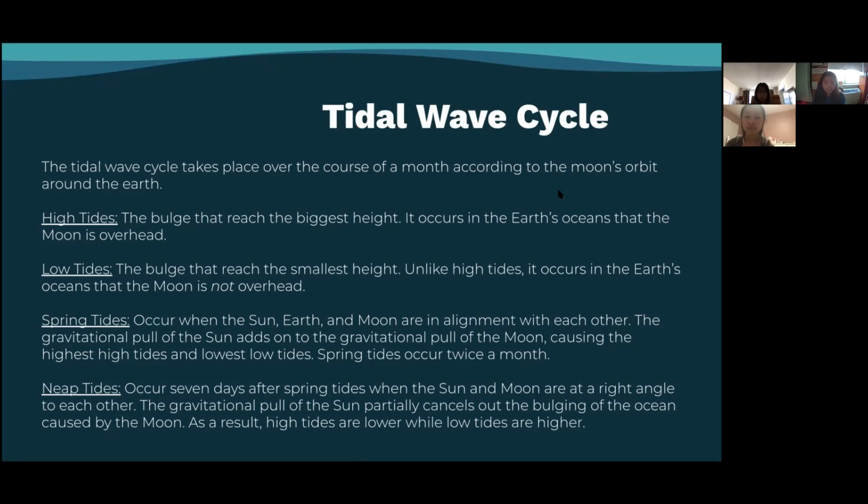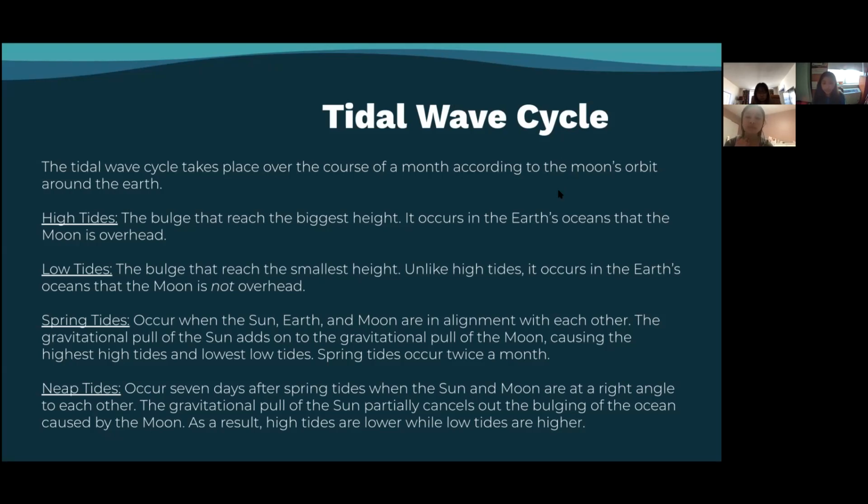And then you have the spring tides, and this occurs when the sun, moon, and earth are in alignment with each other. So the gravitational pull of the sun adds on to the gravitational pull of the moon, causing the highest high tides and the lowest low tides. So the spring tides occur about twice a month.